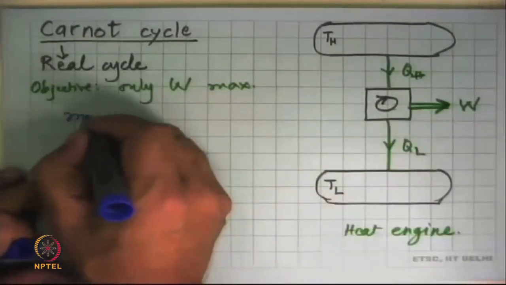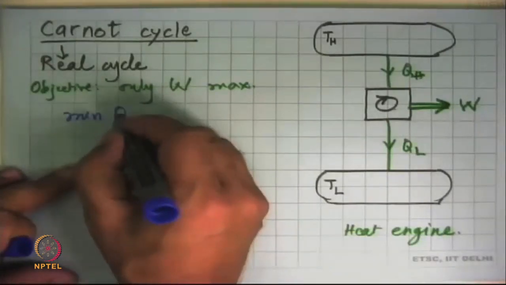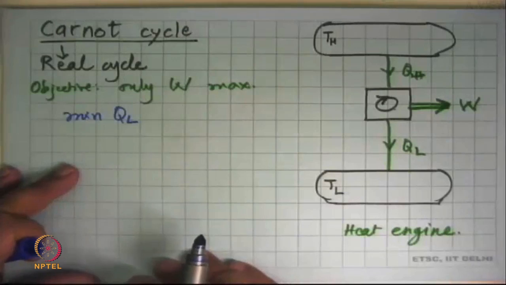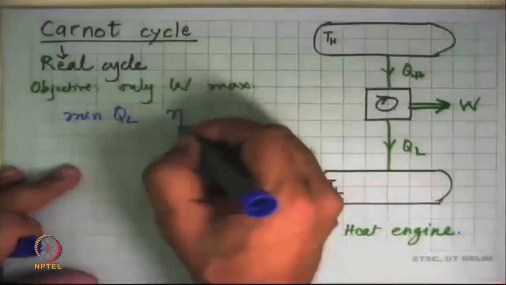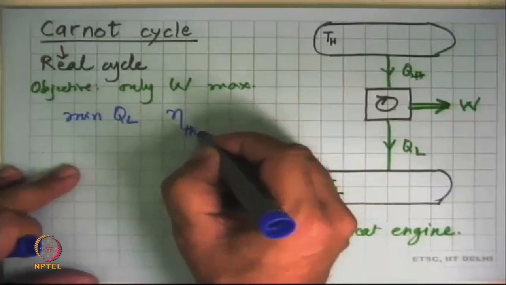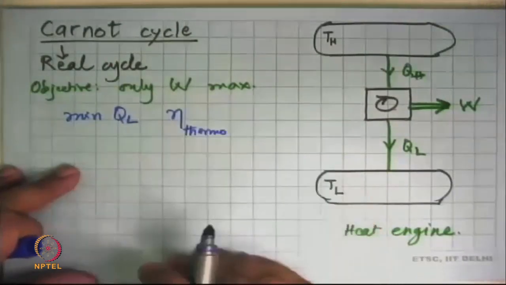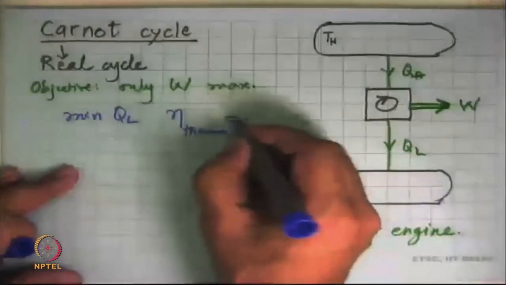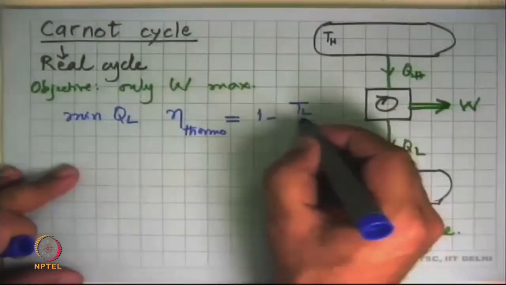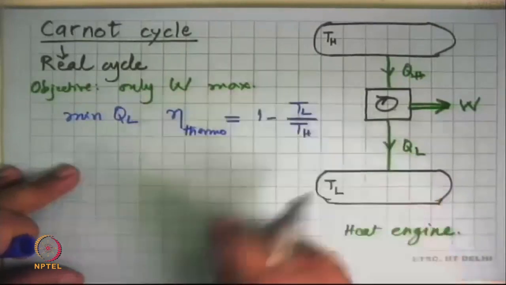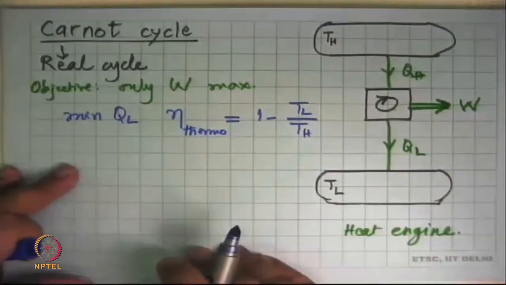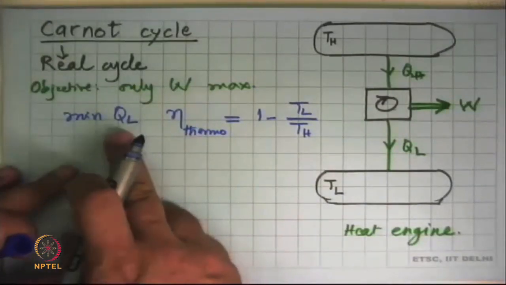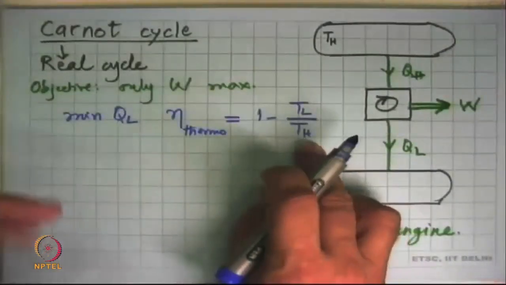So my objective now becomes minimize QL, or maximize the cycle efficiency, the thermodynamic cycle efficiency. And it tells us that this is 1 minus TL upon TH. And so look, if you want to maximize the cycle efficiency, take TH as high as possible.